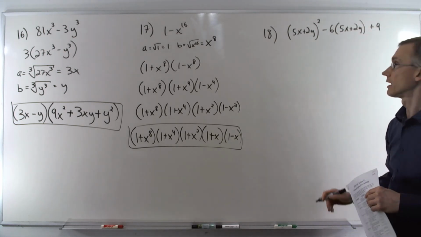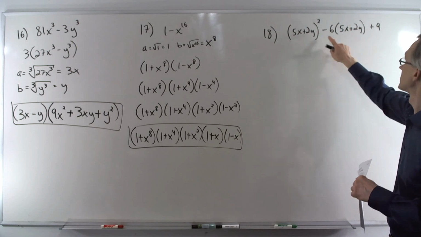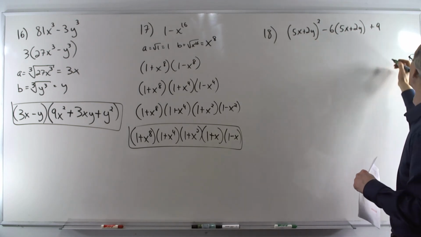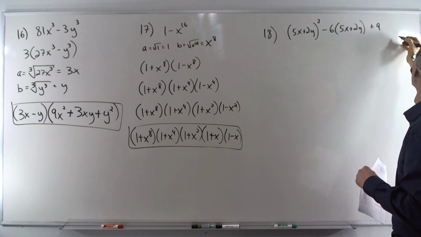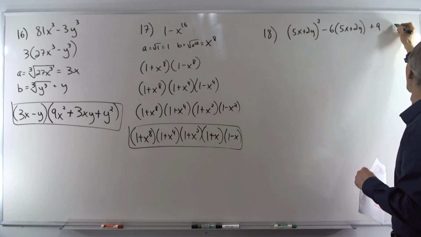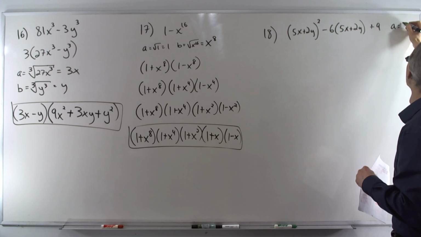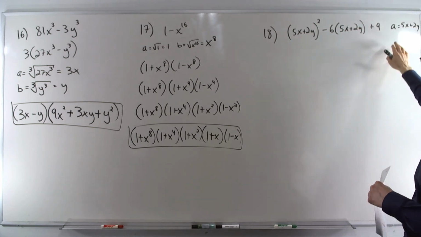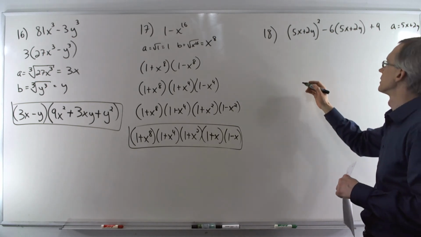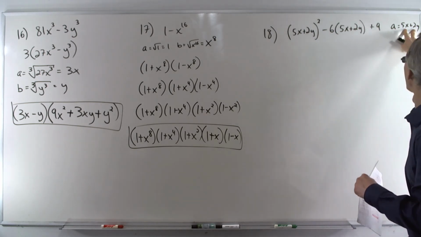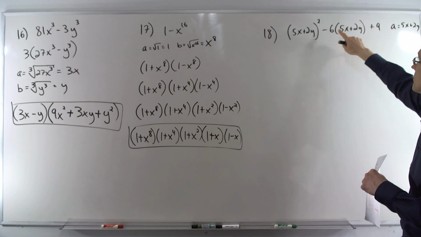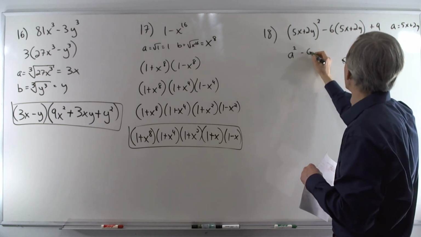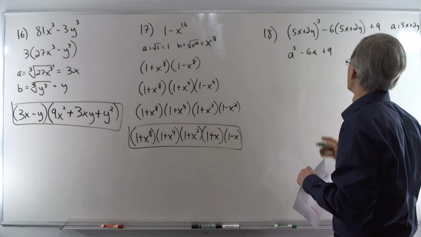All right, this one kind of looks like a quadratic, but we've got these funky binomials in there. So let's get rid of those through substitution. I'm just going to define some variable, it doesn't matter which one, a equals 5x plus 2y. Just make sure it's a different letter so it doesn't get confusing. Now if we substitute, every time I see 5x plus 2y, I'm going to plug in a. So this becomes a squared minus 6a plus 9.